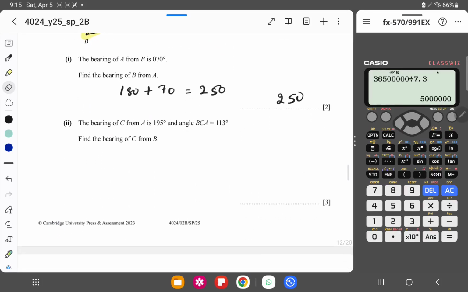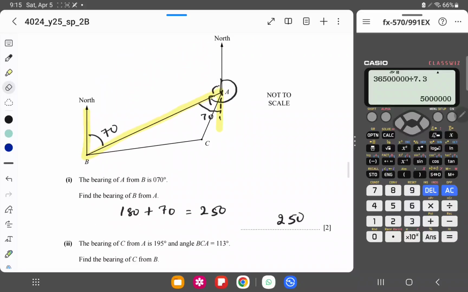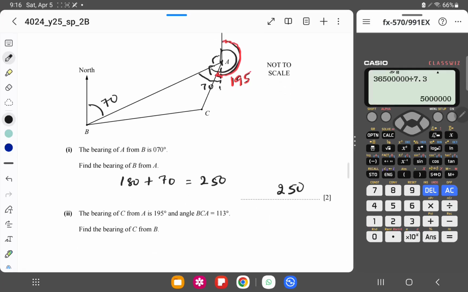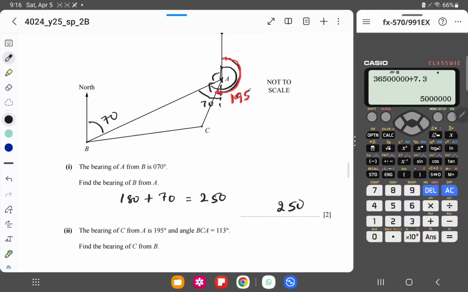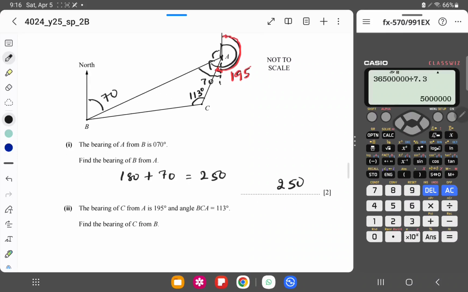The bearing of C from A is 195. Okay, so I use another color for this one. This is 195. The bearing of C from A is 195, BCA is 113 degrees. Okay, find the bearing of C from B.